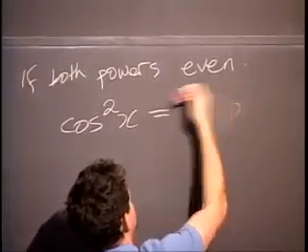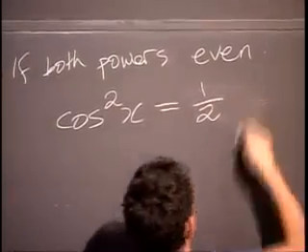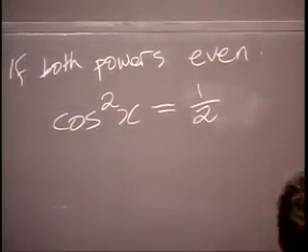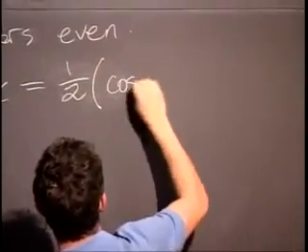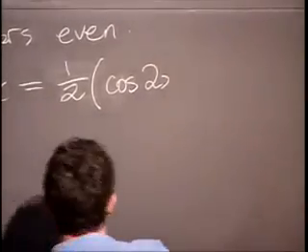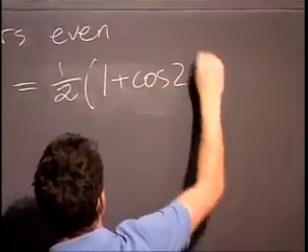let me write it this way. I have to work this out in my head. No. Let's do it like this. 1 plus cosine of x. There we go. Back on track.